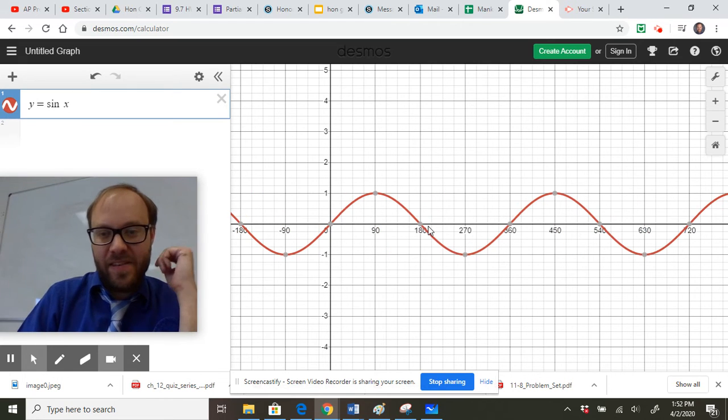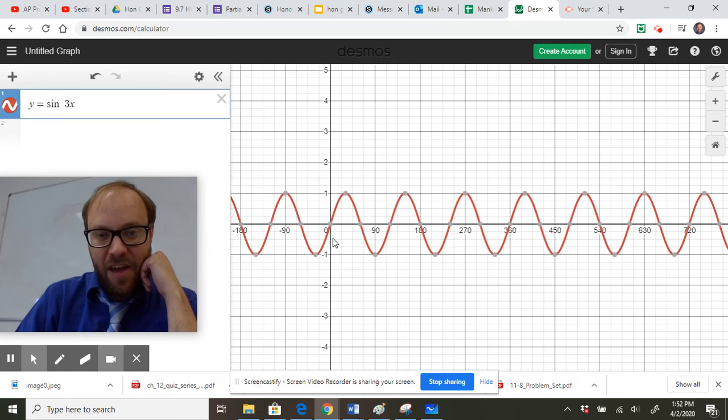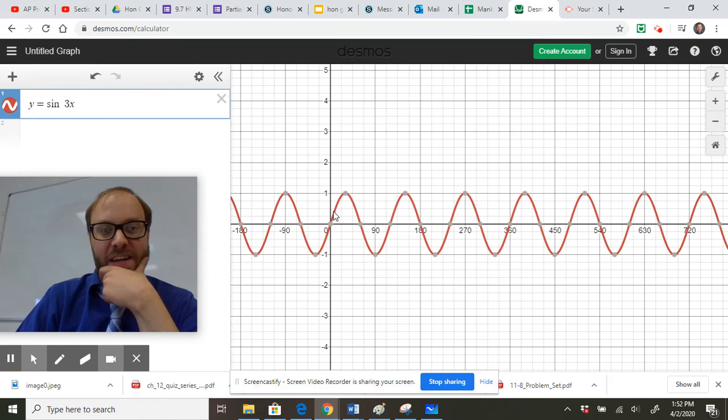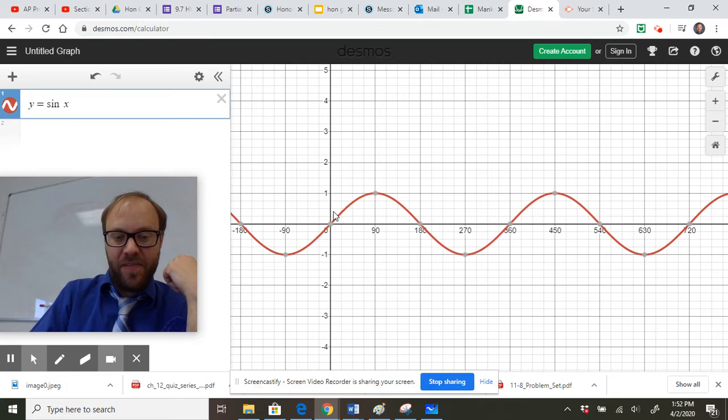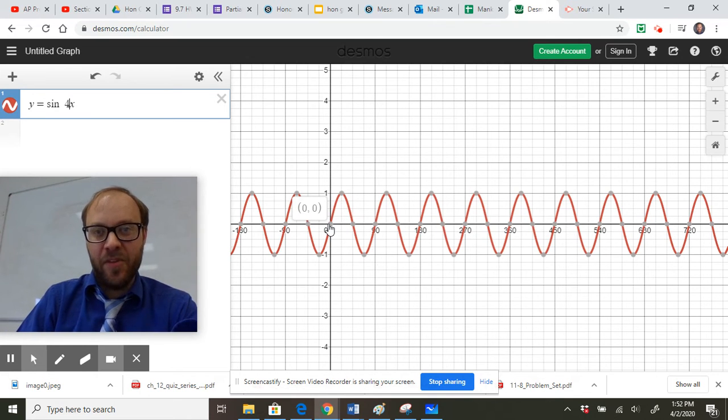Okay, let's go back to sine of x. So the period is 360 degrees again. Let's do a 3x here, and let's look at what happens to the period. So now notice, to go through one cycle, the period is going to be 120. It's not marked very well, but the period went from 360 degrees to 120 when I multiplied by 3. Let's take a look if I multiply by 4. If I multiply by 4, the period is going to become 90 degrees. So the original period is 360. If I multiply by 2, it becomes 180. If I multiply by 3, it goes from 360 to 120. If I multiply by 4, it goes from 360 to 90.